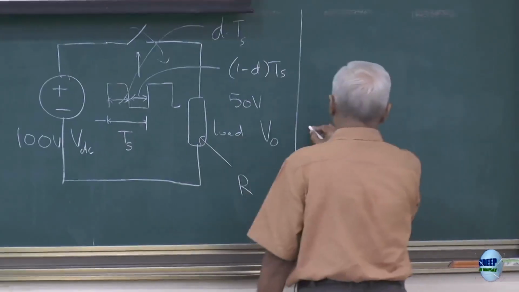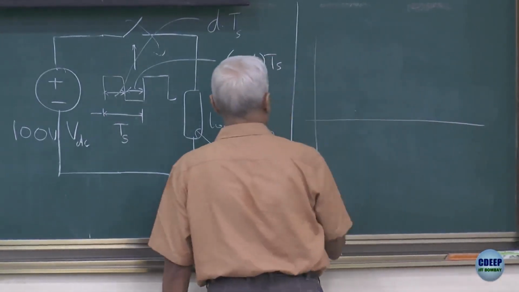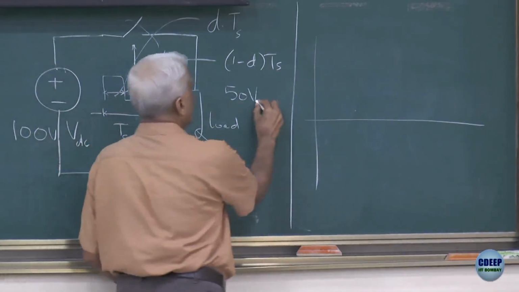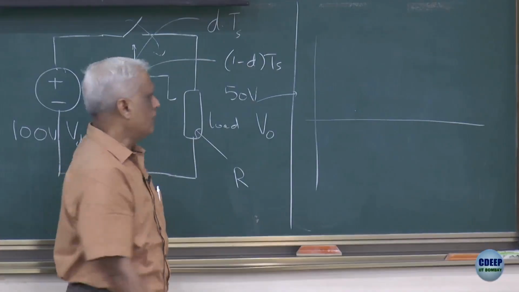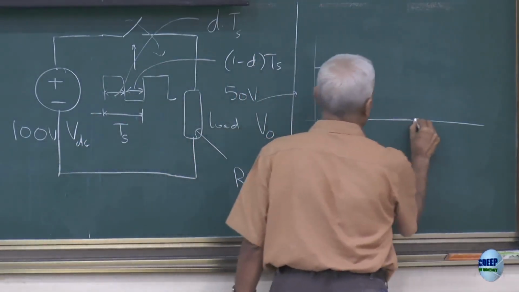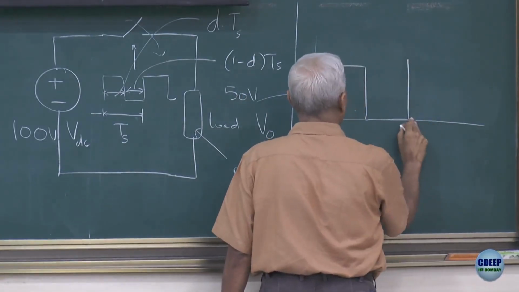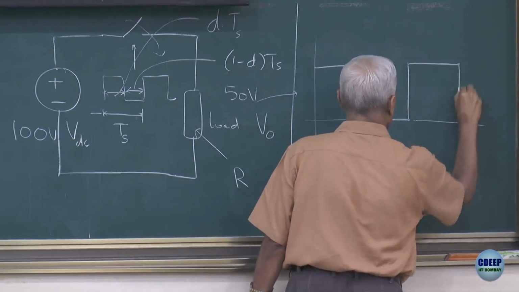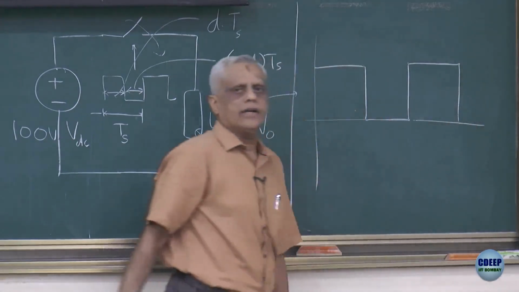So if I plot this voltage here, how would it look like? It would look exactly like this, assuming an ideal switch, which means that it has no drops across it. I will say a little bit more about that a little later.